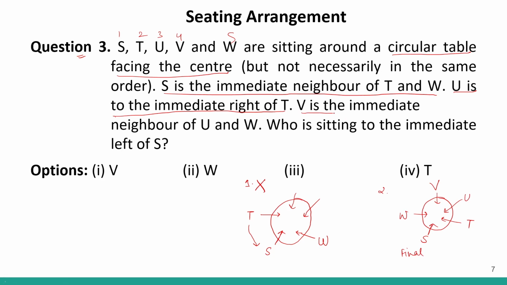Now moving forward, it is also given to us that V is the immediate neighbor of U and W. So this is already clear from the image. We have to find who is sitting to the immediate left of S. So S is over here. Immediate left will be this side. So immediate left we have W. Therefore my answer will be option number 2, W. Clear?